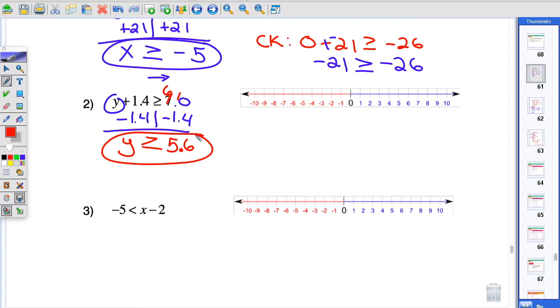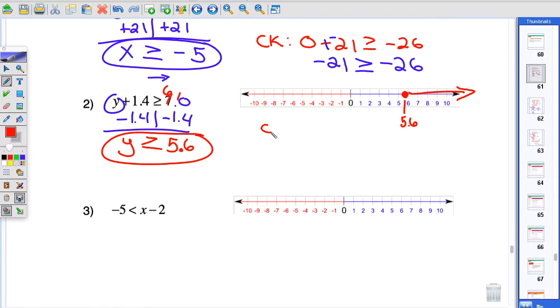So on 5 6/10, which is a little bit more than 5 1/2, we do a closed circle, and I'm just going to label since it doesn't fall right on a number. That's 5 6/10, and since your inequality is pointing to the right, your graph goes to the right.